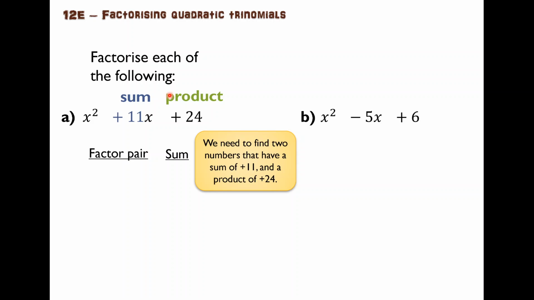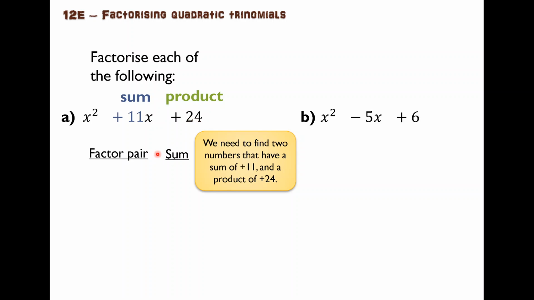Now we're going to use that secret that we learned before about sum and product. It happens that if you have a quadratic, like x squared plus something x plus some constant, some number by itself, then the trick is to find two numbers that add together to give 11 and multiply to give 24. That's why it's called the sum and product trick, because this number is going to be the sum, they need to add to 11. And this number is going to be the product, they need to multiply to give 24.